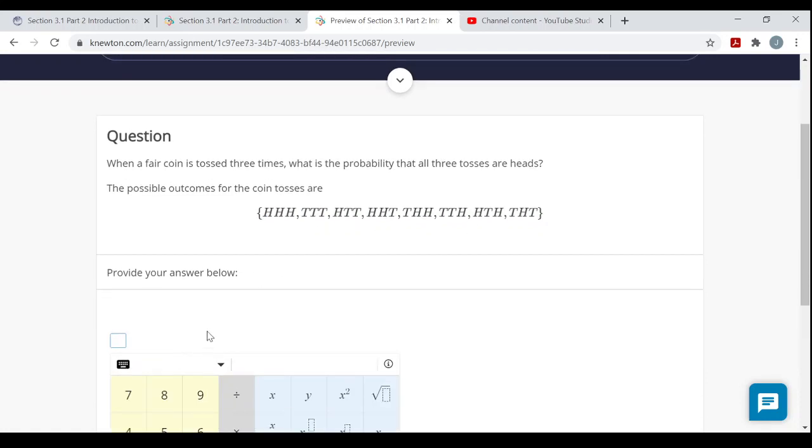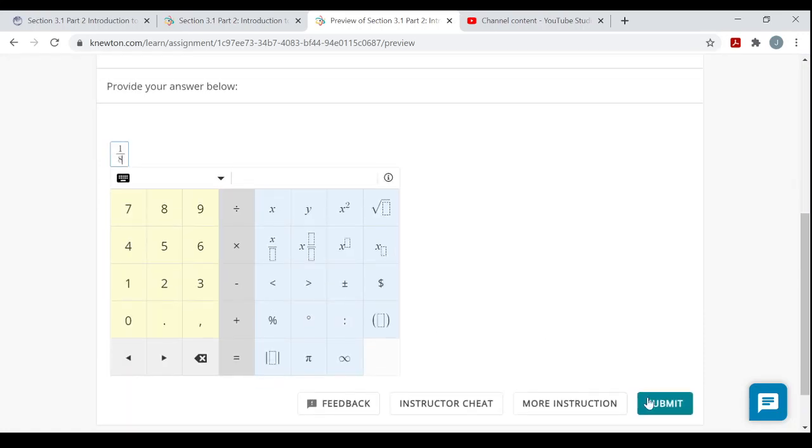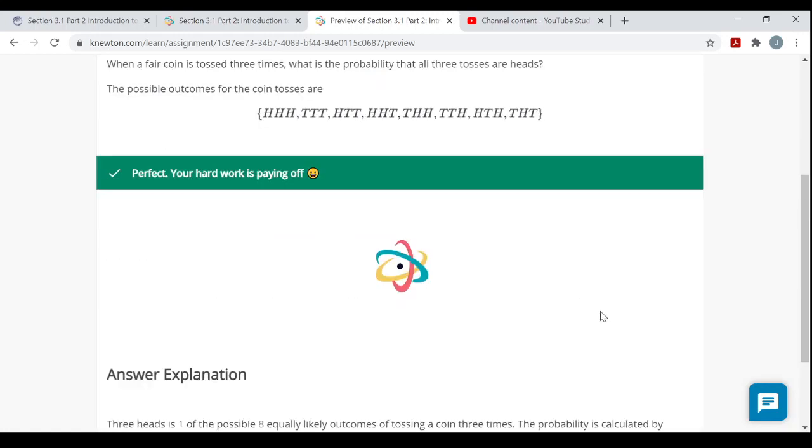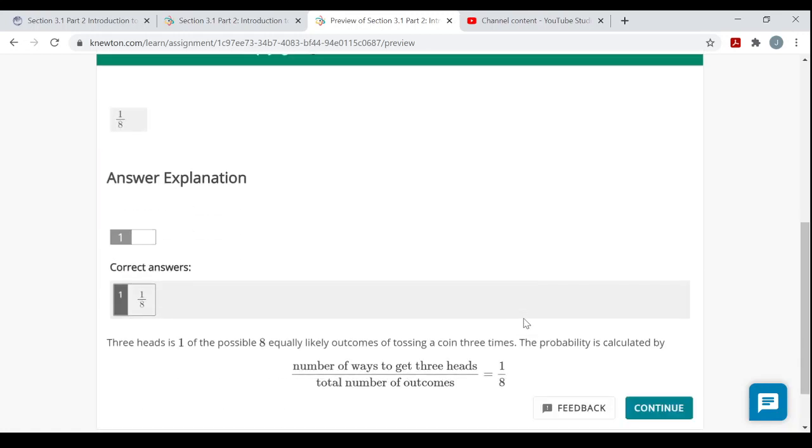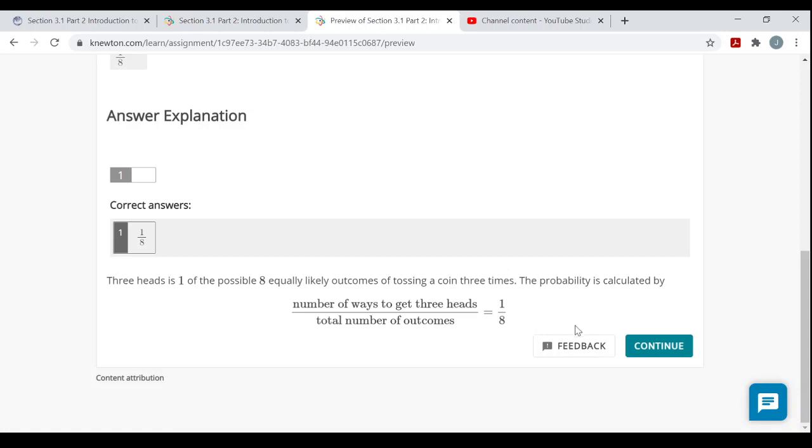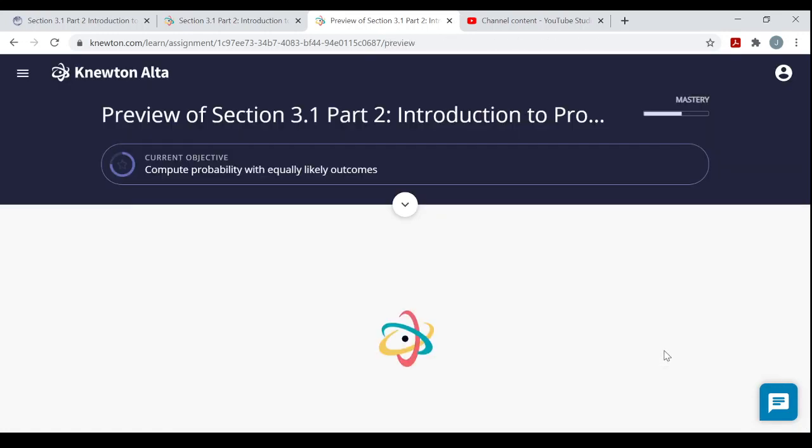Very, very simple. And again, it doesn't say enter as a fraction, so you could enter this as 1 over 8 or 0.125, 12.5%, but it's easier with the fraction. Just 1 out of 8. Very, very easy, I think.